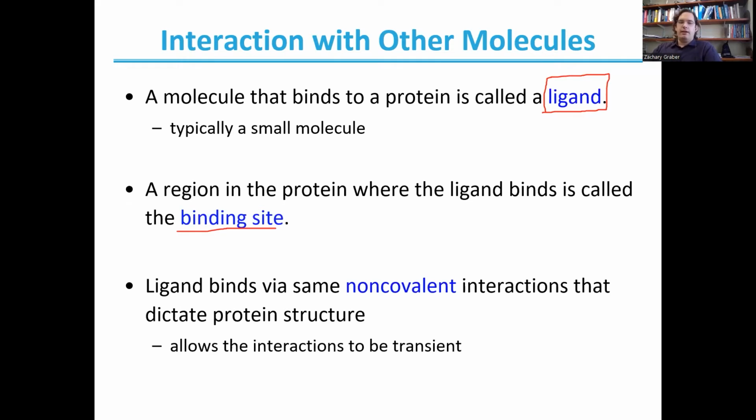So we're using the same kind of non-covalent interactions that we use to define our protein structure in order to interact with that ligand. One of the key features of this is that it allows the interaction to be transient, right? We don't want to interact forever. We don't want them permanently linked together. That would be more useful in a structural role. But when we are storing something, right, we want to be able to grab and hold it, but then release it when needed. Same thing for transportation or for catalyzing a reaction, right? You're always grabbing something and then releasing it at a later time.